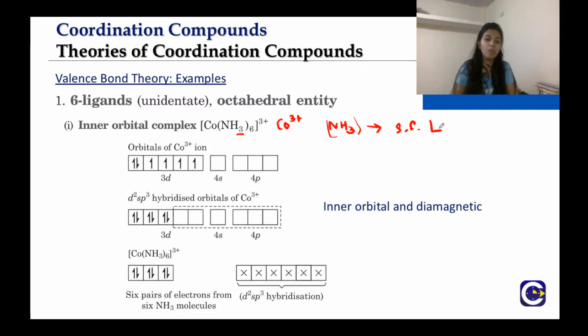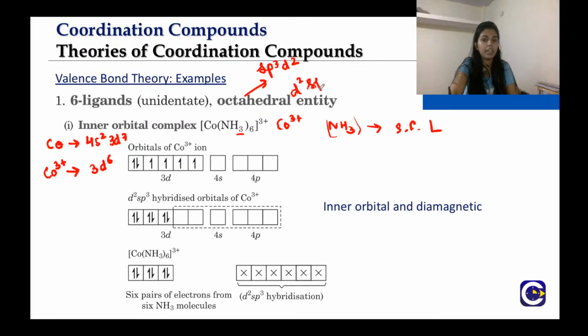Now what we have to do, see, first you write down cobalt. The electronic configuration of cobalt is 4s2 3d7, right? And the electronic configuration for cobalt 3 plus will be 3d6, okay? So 4s and 4p are vacant and we have drawn 3d6. Now if we have an octahedral entity, the possible hybridizations are sp3d2 or d2sp3. Either I use the 3d orbitals or I use the 4d orbitals.